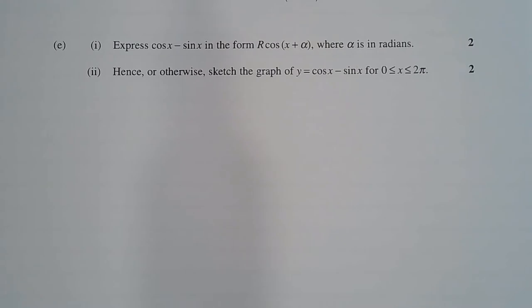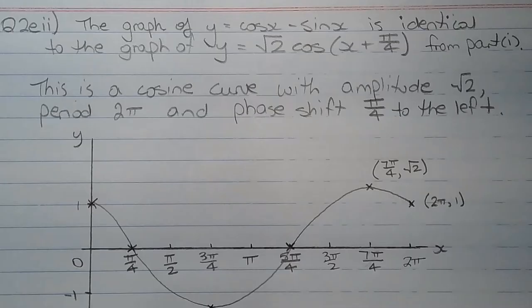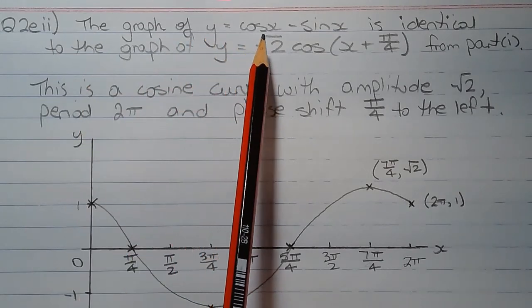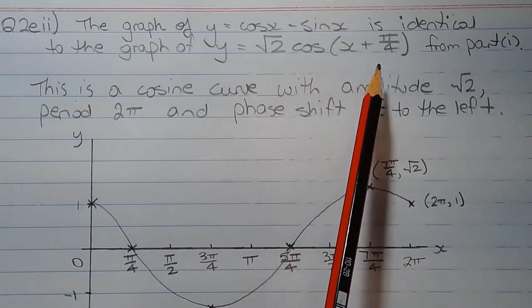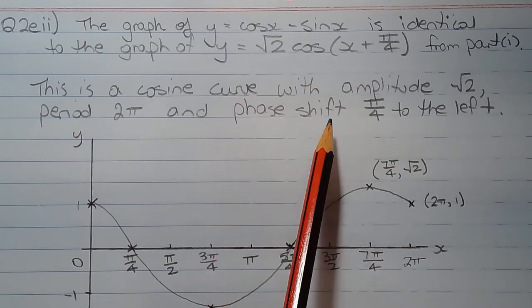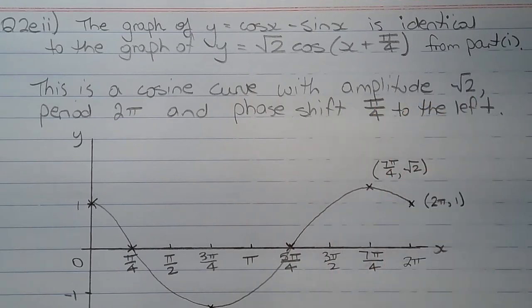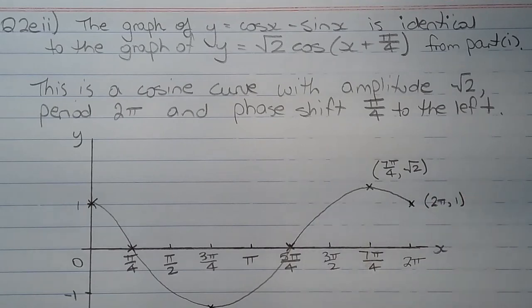Part 2. Hence, or otherwise, sketch the graph of y equals cos x minus sine x for x greater than or equal to 0 and less than or equal to 2 pi. The graph of y equals cos x minus sine x is identical to the graph of y equals square root of 2 cos of x plus pi over 4, and this is from part 1. Now this is a cosine curve with an amplitude square root of 2, period 2 pi, and a phase shift pi over 4 to the left.